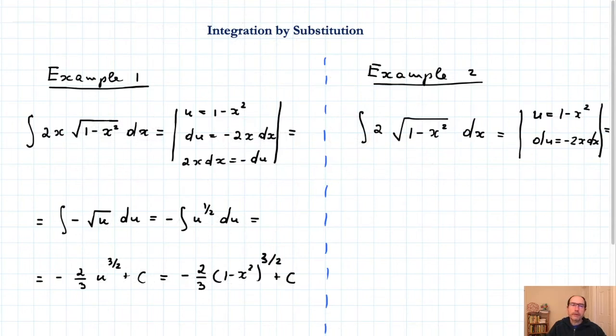Let's now take a look at a very similar example. Suppose we need to integrate 2 times square root of 1 minus x squared dx. This integral is very similar to the integral that we just calculated. Both contain 2 square root of 1 minus x squared. The first integral has an additional term of x, which is lacking in the second integral.